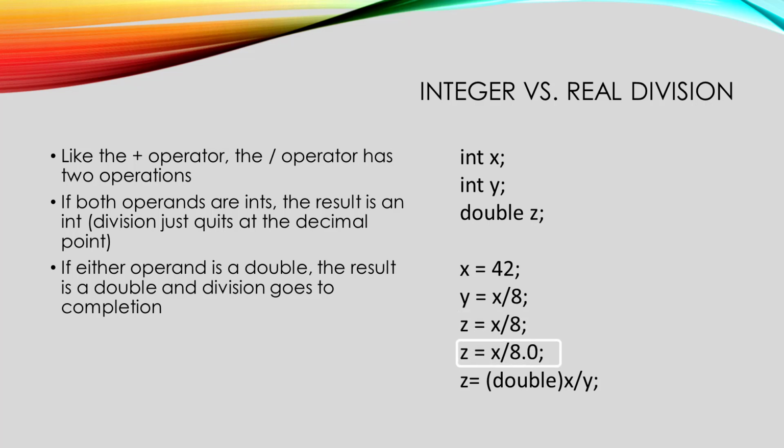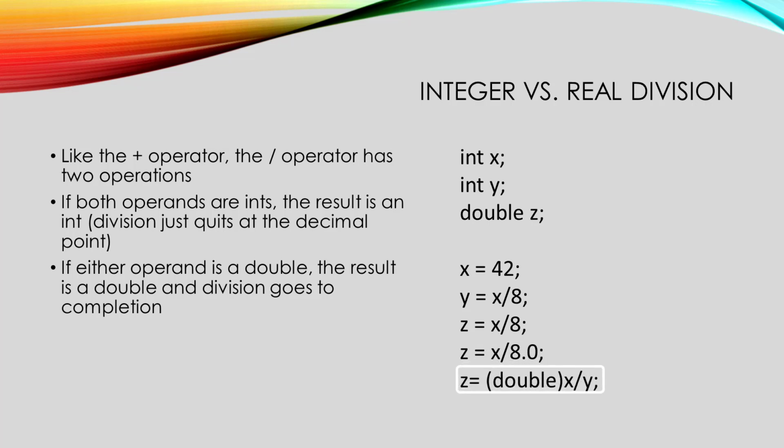Now, the right-hand side of this statement is different. 8.0 is a real number, so the slash will be real division, and the expression will evaluate to 5.25, and that value will be stored into z.